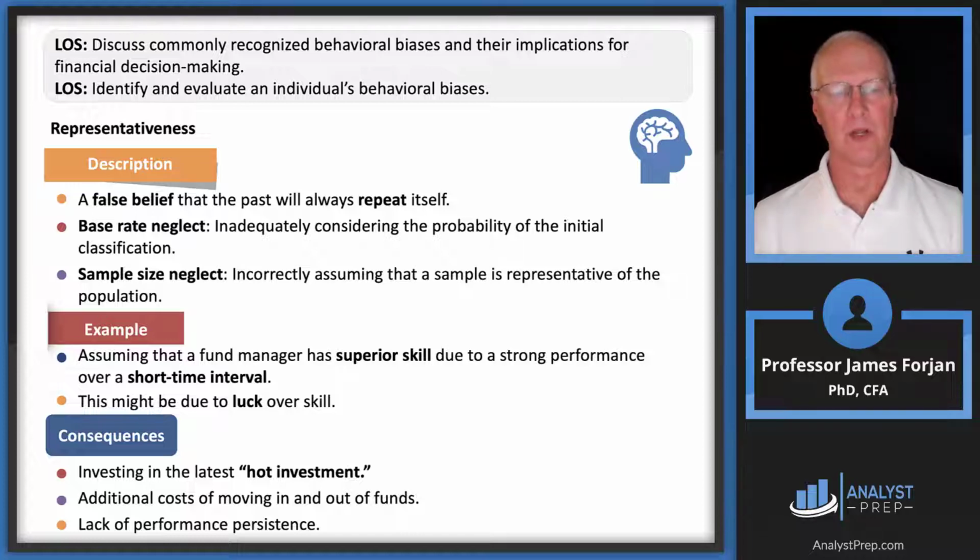Look at that second orange point under the example. This might be due to luck over skill. So remember the timing issue there. That's probably the way the Institute would word that question, timing. Investing in the latest hot investment, additional costs of moving in and out of funds, and lack of performance persistence. If I were creating an exam question, I would focus on persistence, because let's go back to what Modigliani and Miller taught us in 1958 about capital structure and capital budgeting, that the goal of the business is to maximize the long-term value of the company. And so this representativeness, the timing issue, rears its ugly head over short-termism.